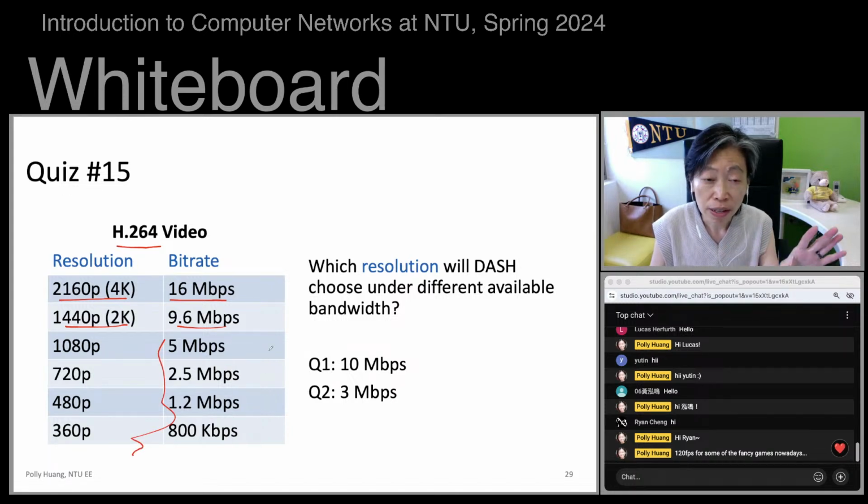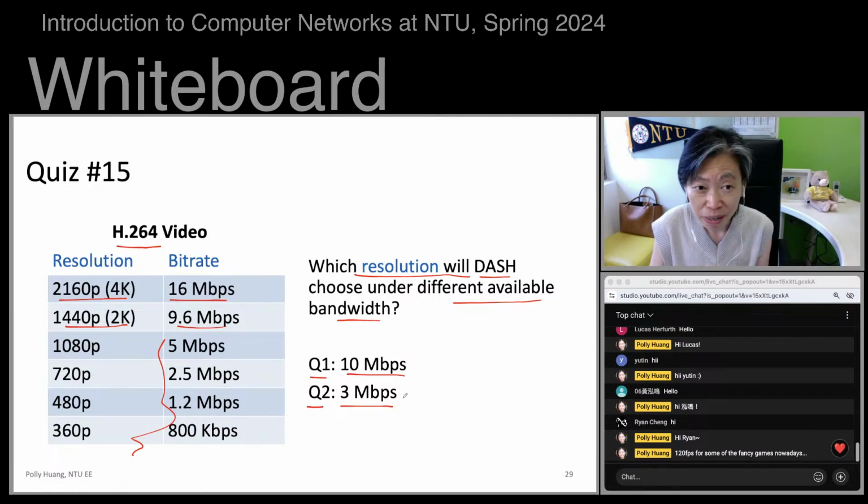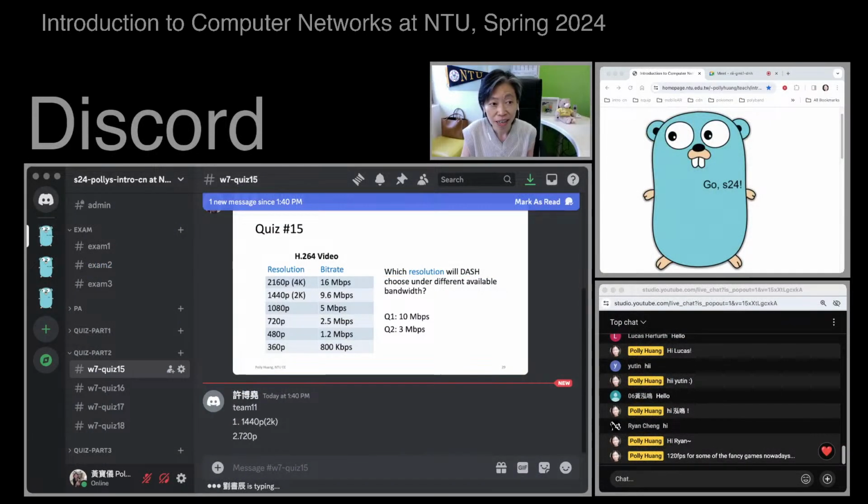Given this table on the left, I ask, which resolution would the DASH client choose under different available bandwidths? Q1, if the available bandwidth is 10 megabits per second. Q2, if the available bandwidth is 3 megabits per second. So very straightforward.